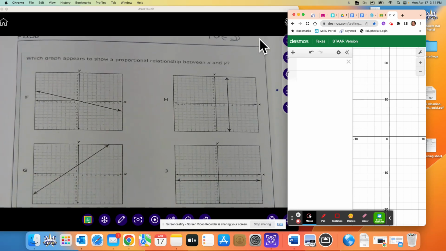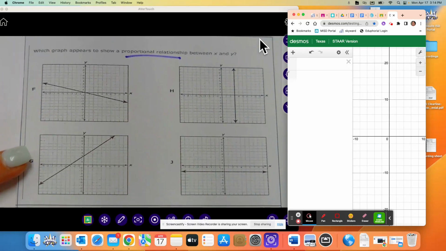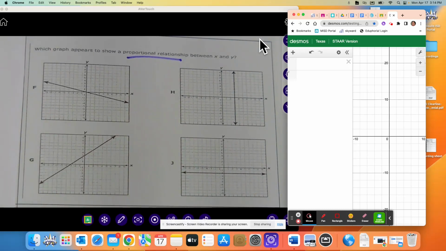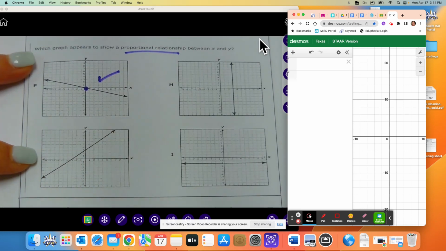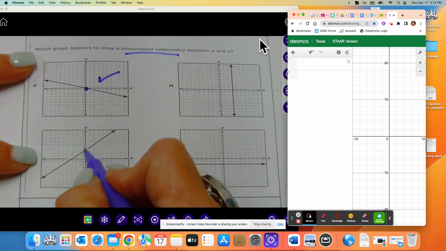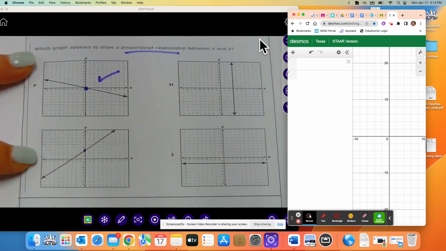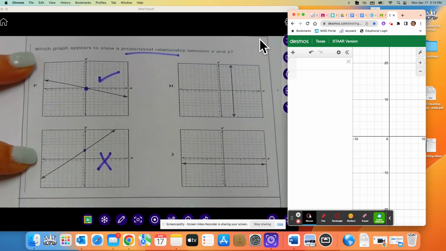Let's look at the second one. Which graph appears to show a proportional relationship? Remember, for it to be proportional, it has to go through the origin. So let's look at letter F. This line crosses through the origin, so this one could be proportional. This one crosses the y-axis right here at positive 3. It does not cross the origin, so this is non-proportional.